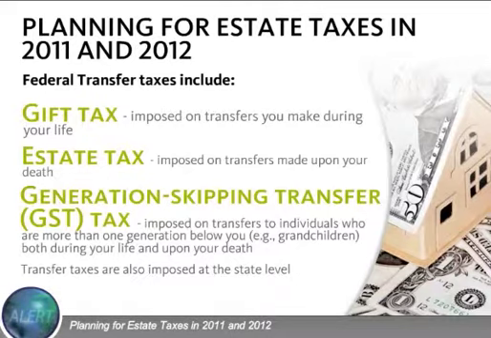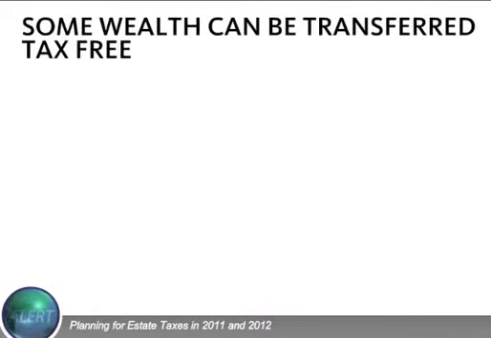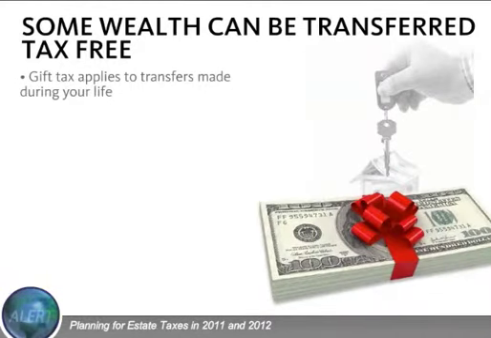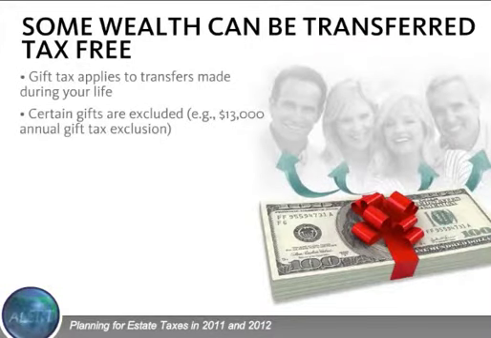taxes that may apply. On the federal level, if you transfer property to another person during your lifetime, the transfer may be subject to gift tax. The reason there's a gift tax is to prevent individuals from avoiding the estate tax by giving all their property away before they die. The gift tax doesn't apply to every lifetime gift, though. For example, in 2011, you can give up to $13,000 to as many individuals as you want gift tax-free under the annual gift tax exclusion.